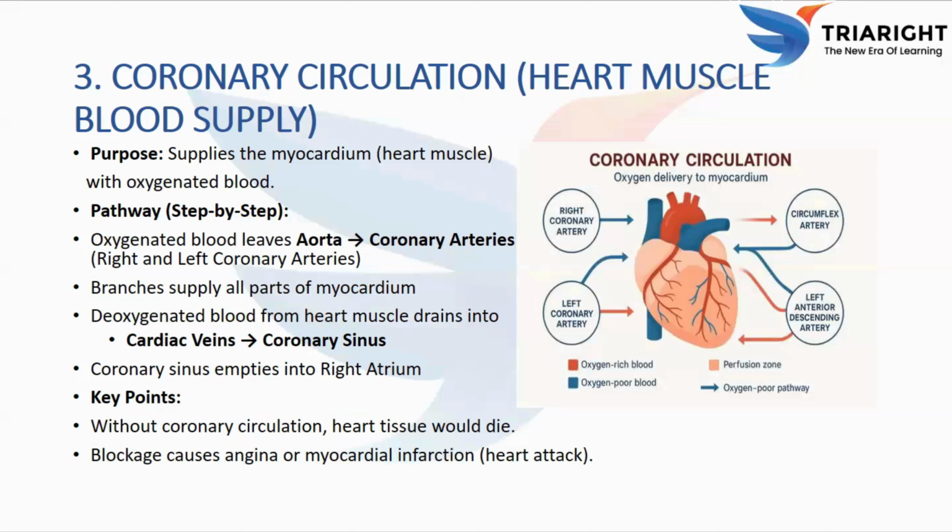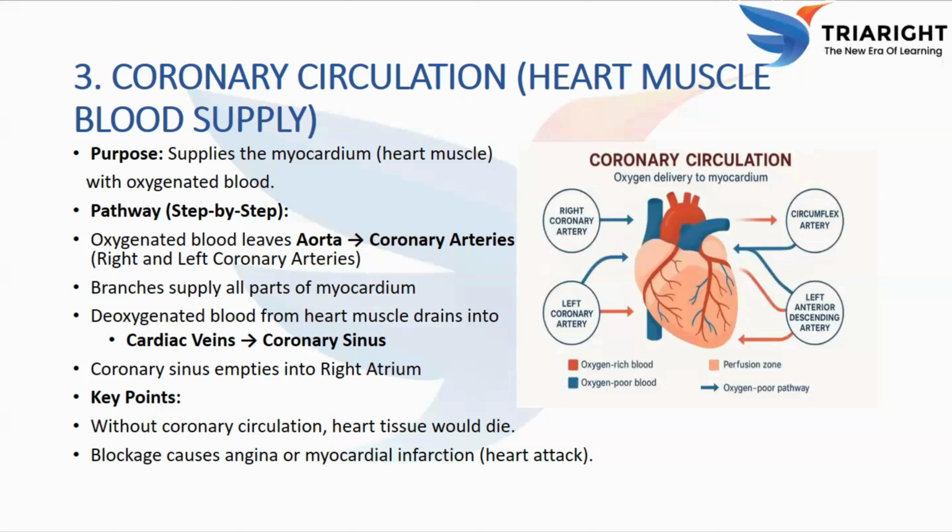So this LAD, the left anterior descending artery, supplies the front of the heart, whereas the circumflex artery supplies the blood to the side and back of the heart. And there is also the right coronary artery, which supplies the right side and bottom of the heart. And in the myocardium you have the cardiac veins. After delivering oxygen, the blood becomes deoxygenated and is collected by the cardiac veins.